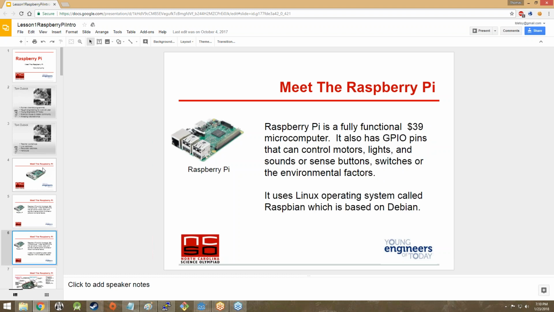It uses a Linux operating system called Raspbian, which is based on Debian. Debian is just one of the billions of flavors of Linux. Linux in and of itself, pretty neato little thing. I don't know if you've ever heard of it. It's just a little thing.